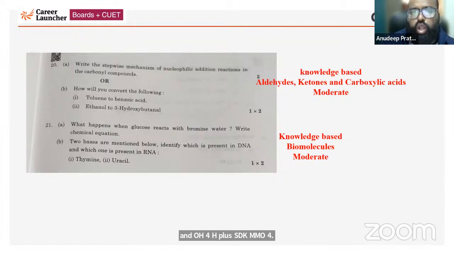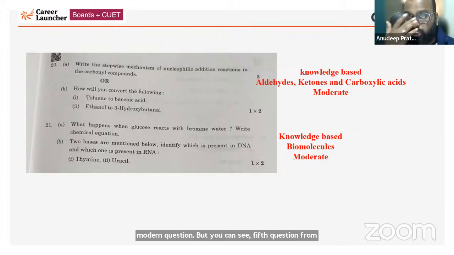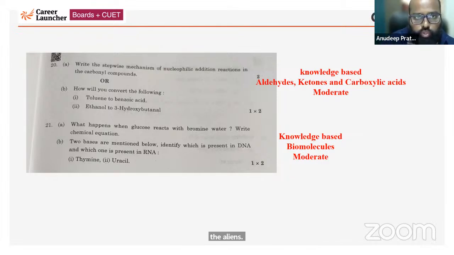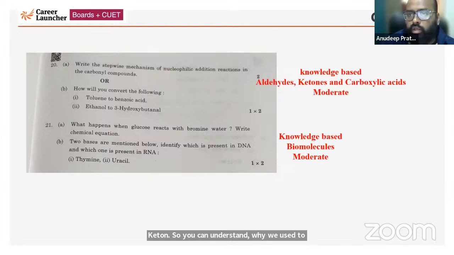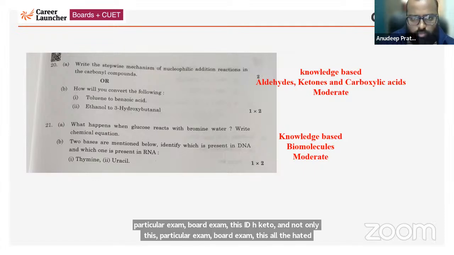Ethanal to 3-hydroxybutanal, how to convert. So this type of conversions should be a kind of moderate questions because not everybody is able to answer this type of questions. Okay, not every student can answer. So I'll say this is a moderate question. But you can see the fifth question from the aldehydes, ketones, carboxylic acids. So you can understand why we used to emphasize aldehydes, ketones, and carboxylic acids. Not only this particular board exam, this chapter is important for every exam. Okay, so you have to understand the importance of it.